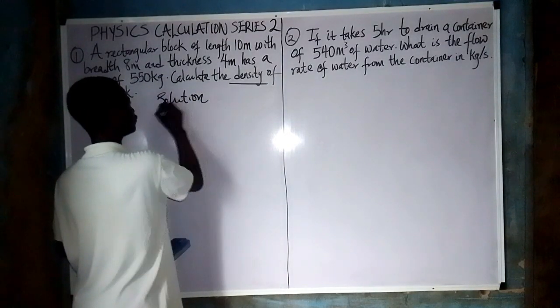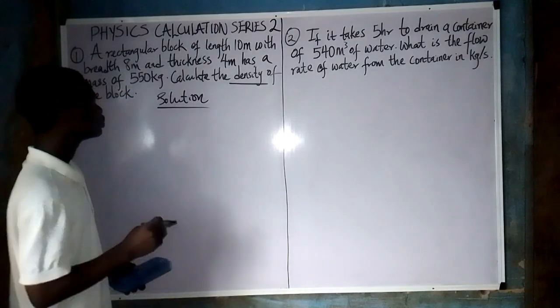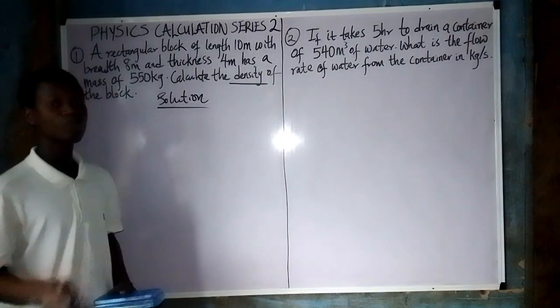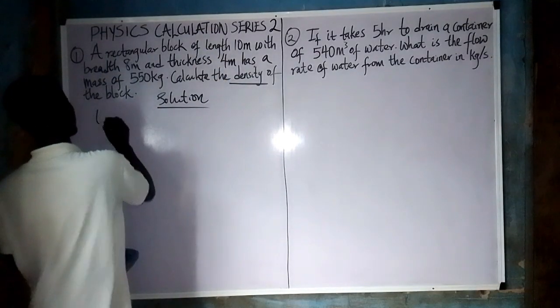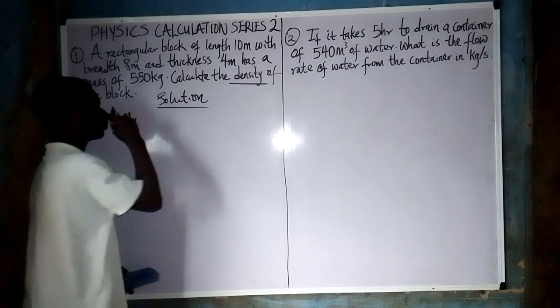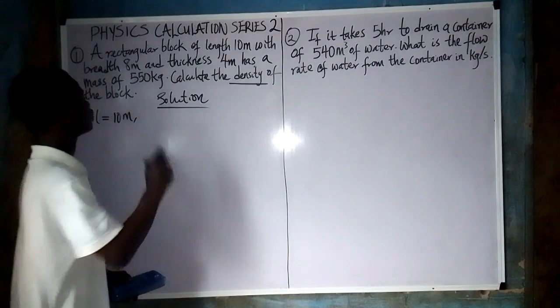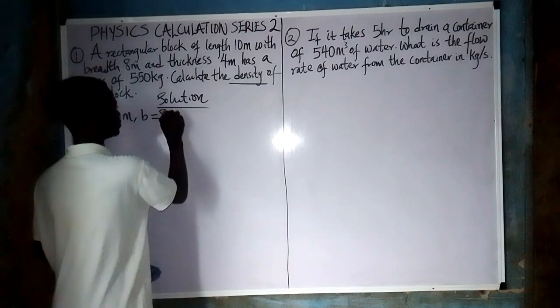First thing first, we are going to be deriving all the parameters given in this question. So it reads a rectangular block of length 10 meter. We have length in this question, that is small l. They said it is what? 10 meter. What else? They said with breadth of 8 meter. So breadth in this question, small b, is 8 meter.